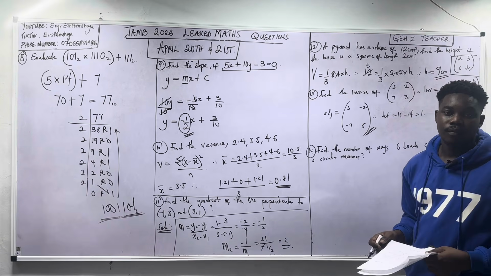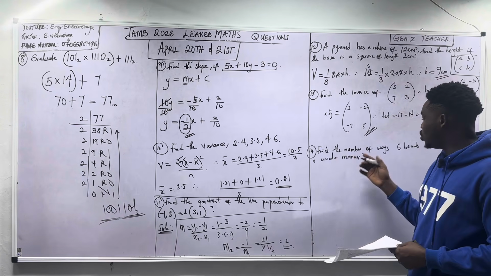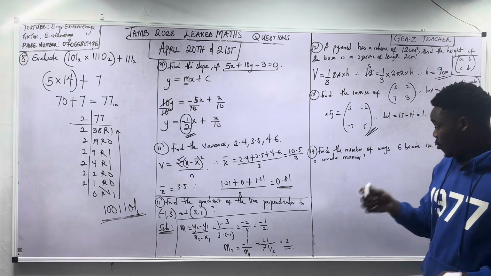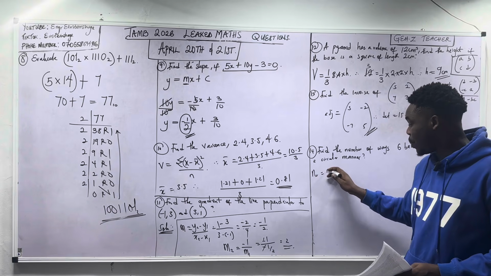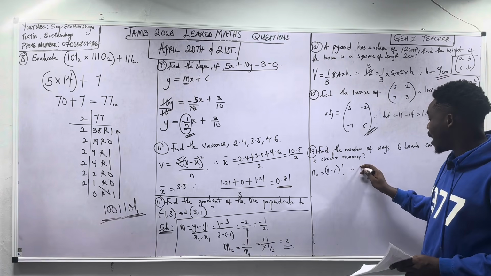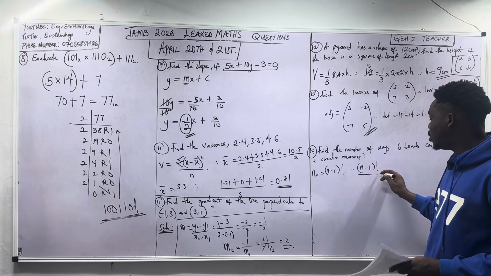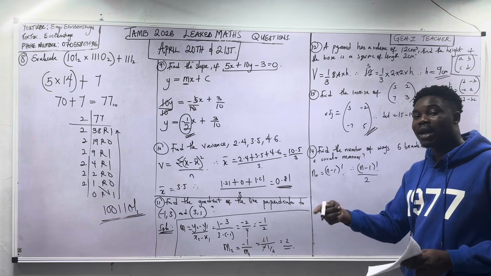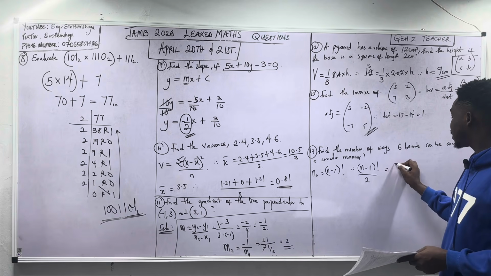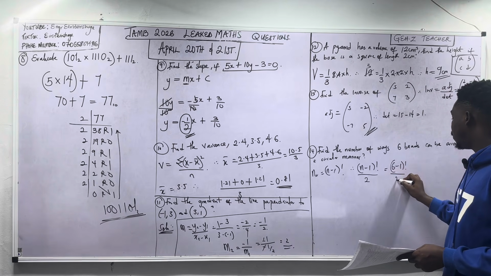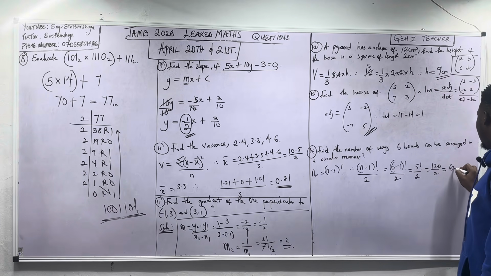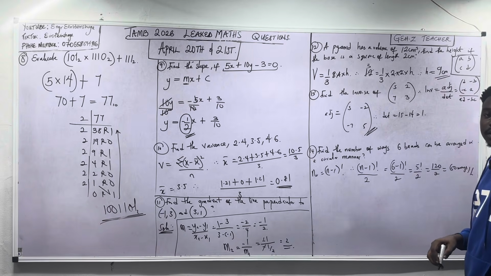Number 14 says, find the number of ways 6 beads can be arranged in a circular manner. Normally, for number of ways for circular, we always apply n minus 1 factorial. But when it comes to beads, take note, we apply n minus 1 factorial, all divided by 2, because we have the clockwise and the anti-clockwise manner. Now since our n is 6, 6 minus 1 factorial all over 2, that's 5 factorial over 2, that's 120 over 2, and the answer becomes 60 ways.